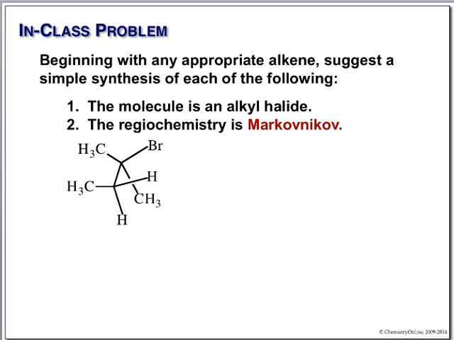Well, how about I say we put our double bond down here, in between our tertiary carbon and our secondary. I could do that, right? Addition of HBr, Markovnikov addition, bromine goes to the tertiary carbon. That works, right? But is there another alkene that would give the same product?